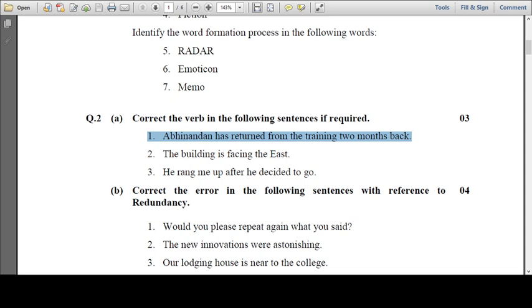Now next one. So that way you have to solve. Abhinandan has returned from the training 2 months ago. Back and ago, you need not change; this kind of error will not be there. The error is like subject agreement. The error is about the verb, that I have given the answer. Now you have to solve question number 2. The question number 2 is: the building is facing the east. Now just solve this one.